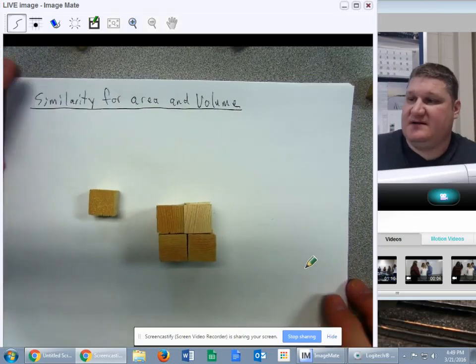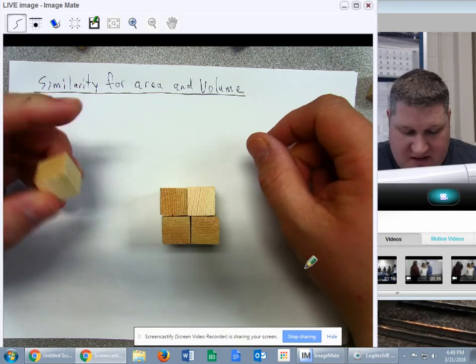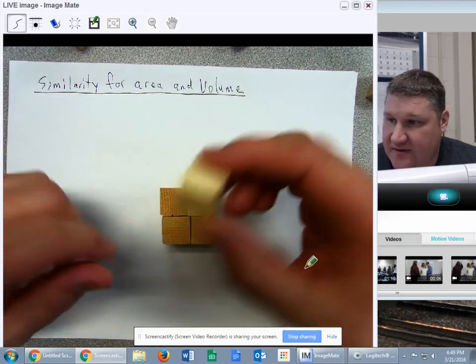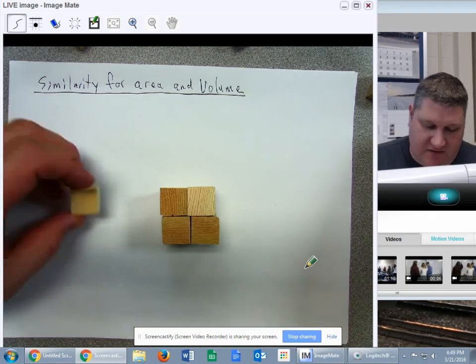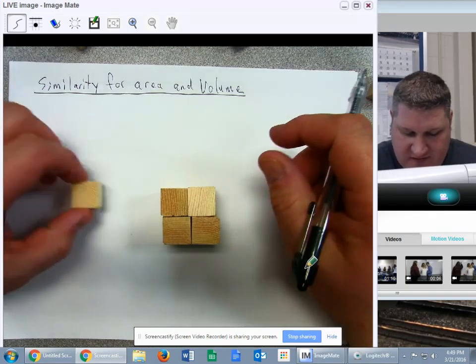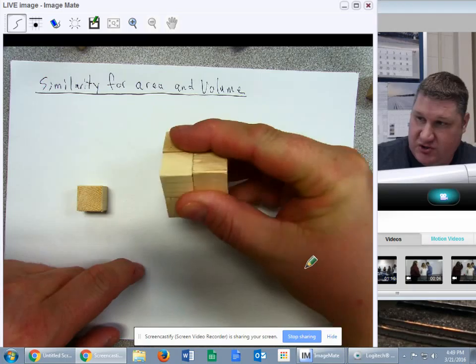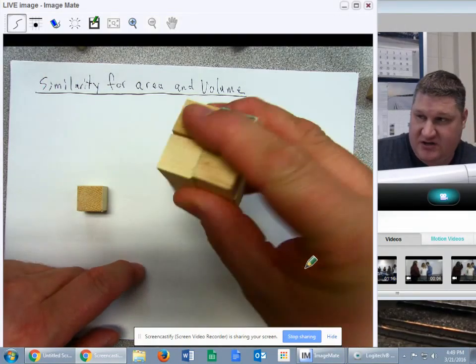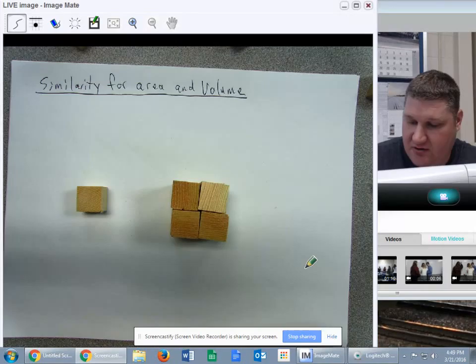Okay, let's talk about similarity for area and volume. Now, let's go back to our little cubes where we began. This little cube is 1 unit by 1 unit by 1 unit. In this case, it is clear to see that this is a cube as well, and I will show it to you because it is 2 by 2 by 2. So we have a cube here and a cube here.